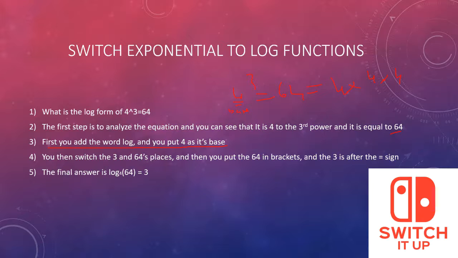You then switch the 3 and 64, so it'd be log of 64 equals 3. And then you put the 64 in and the 3 after the equal sign. The final answer is log base 4 of 64 equals 3. That's how you do it.